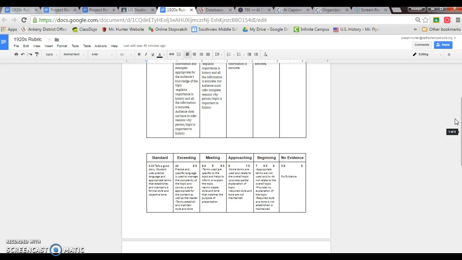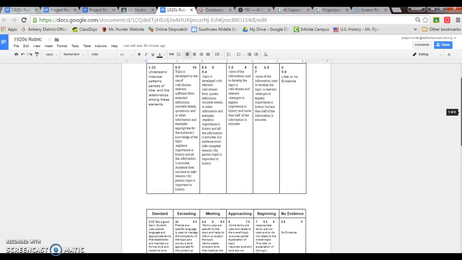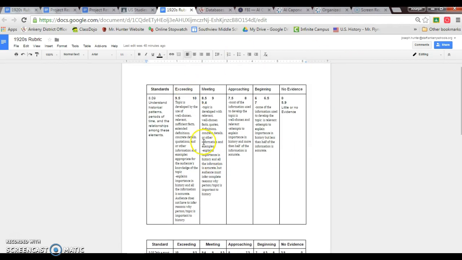We're not going to focus on the bottom rubric today. We're going to focus on the top rubric right here. So really the important thing, and like I said before, is we are going to be arguing, we are going to be telling the people that are listening to us why this person is important in history. So if you look at the exceeds category right here, what I'm highlighting says, it explains the importance in history and all the information is accurate. Audience does not have to infer reasons why this person or the topic is important to history.